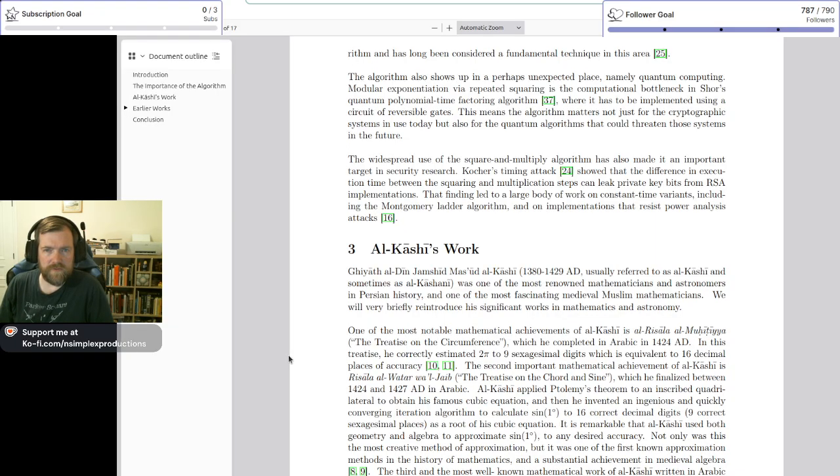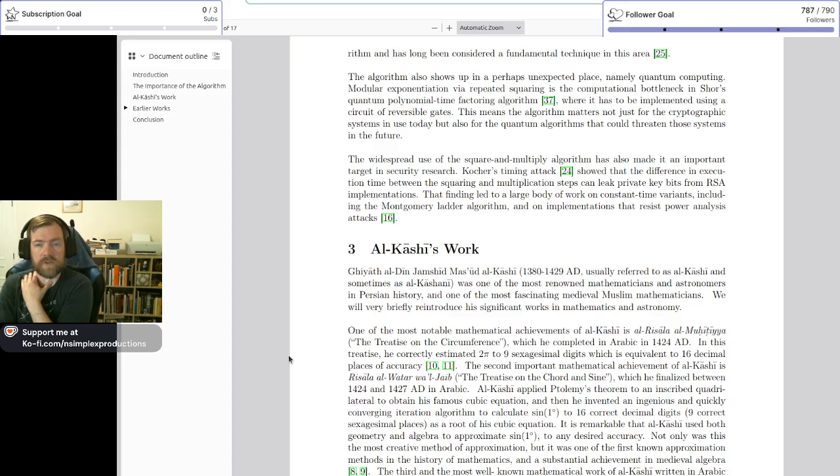Modular exponentiation via repeated squaring is the computational bottleneck in Shor's quantum polynomial time factoring algorithm, where it has to be implemented using a circuit of reversible gates. This means the algorithm matters not just for the cryptographic systems in use today, but also for the quantum algorithms that could threaten those systems in the future.